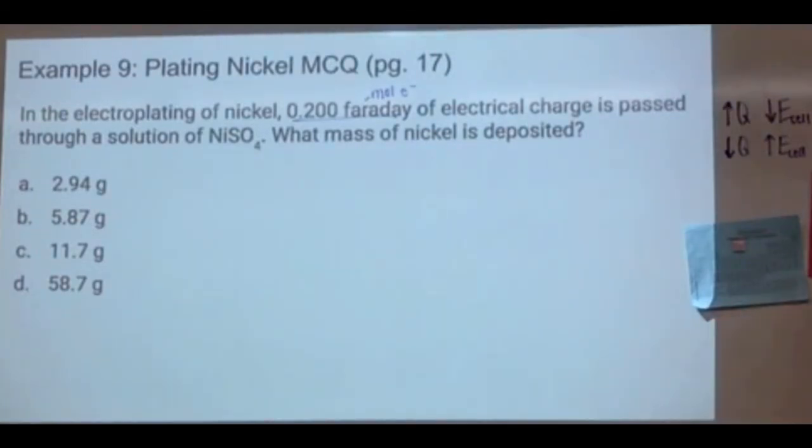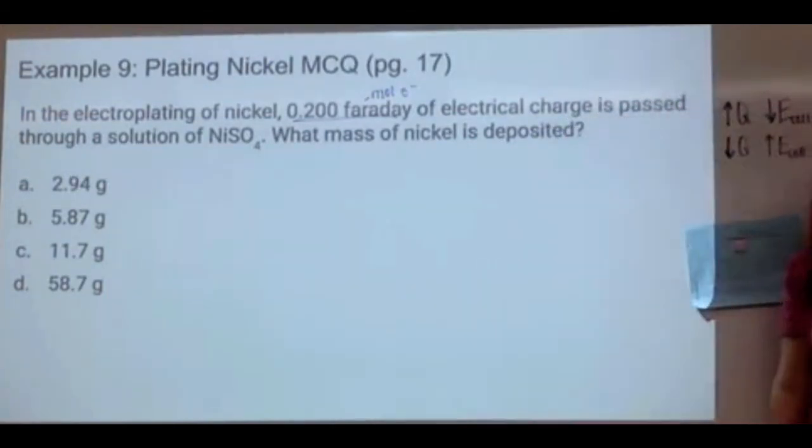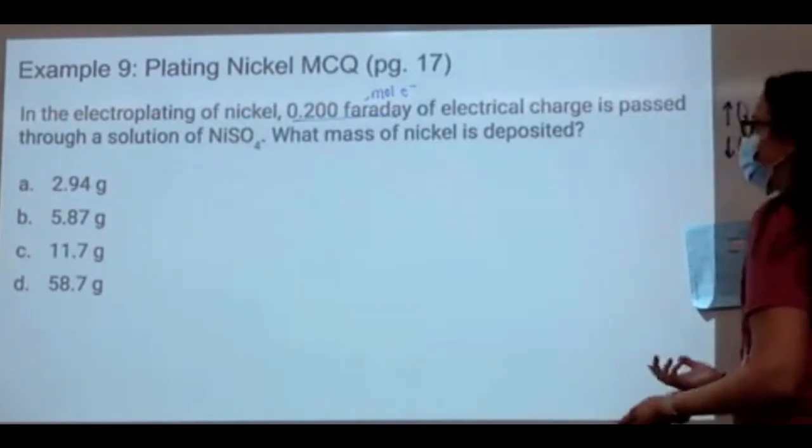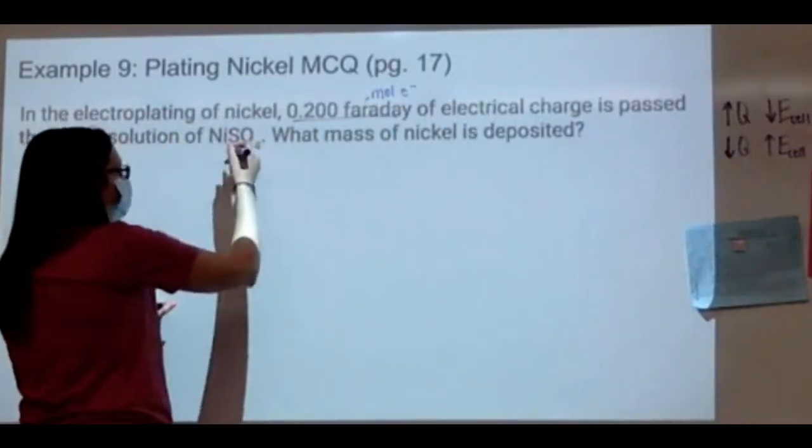Why can they not just say moles of electrons? Well, because they have to give a unit to everything. So 0.2 Faraday is just moles of electrons passed through a solution of NiSO4. So again, we need a half reaction.